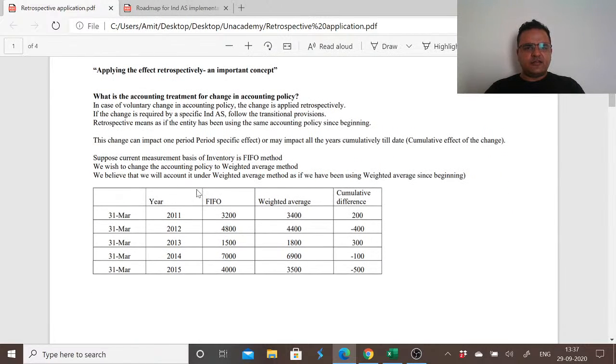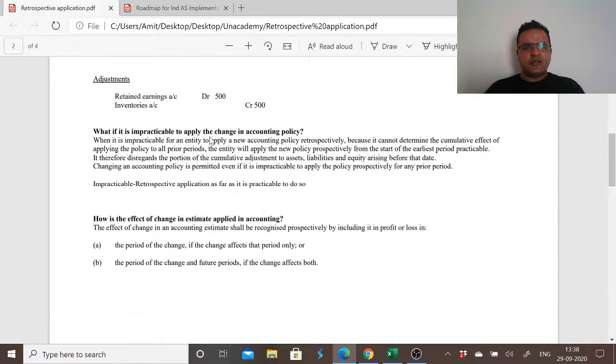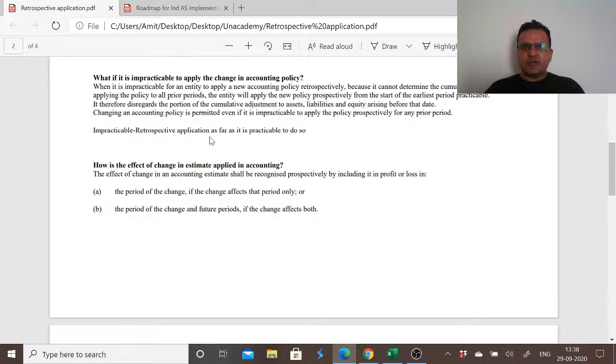So we look at this example. Suppose there was FIFO being used and weighted average being used. We'll take the cumulative difference, recalculate it, and we get to know that on 31st March 2015, the weighted average calculation is 3500. On FIFO it was measured at 4,000. So if we need to change the method from FIFO to weighted average, we reduce inventories by 500 and make the adjustment to retained earnings. So inventories under weighted average are 3,500. So we reduce the inventories valuation and apply the change retrospectively by making the adjustment in retained earnings and present a new restated balance. If it is impracticable to apply the change in accounting policy, we'll apply the change as far as it is practicable to do so.